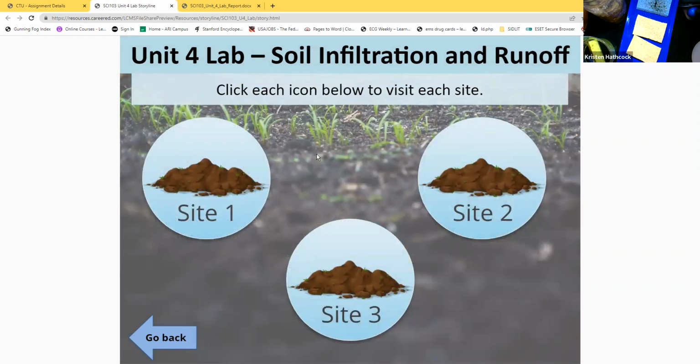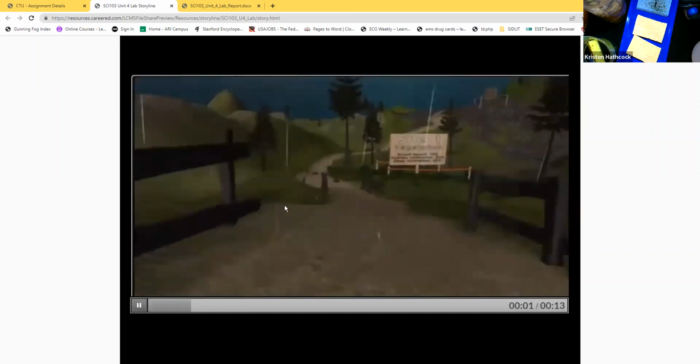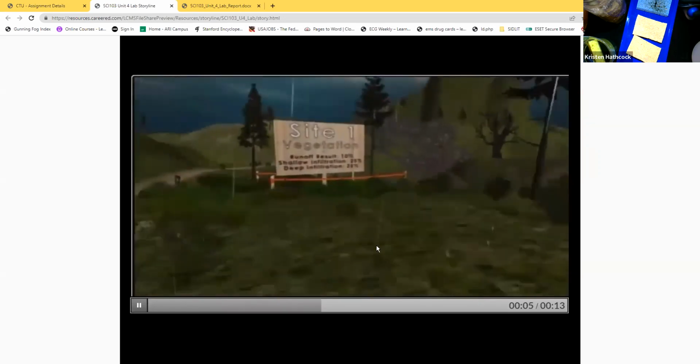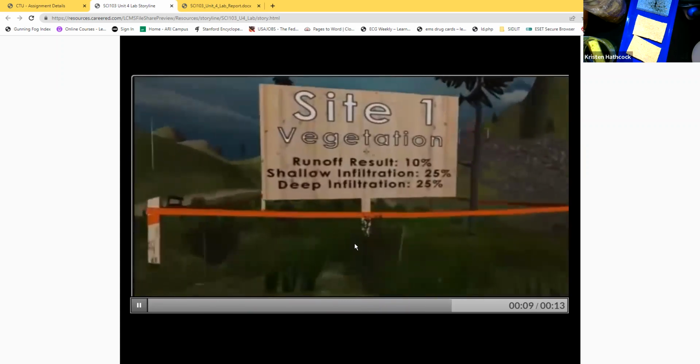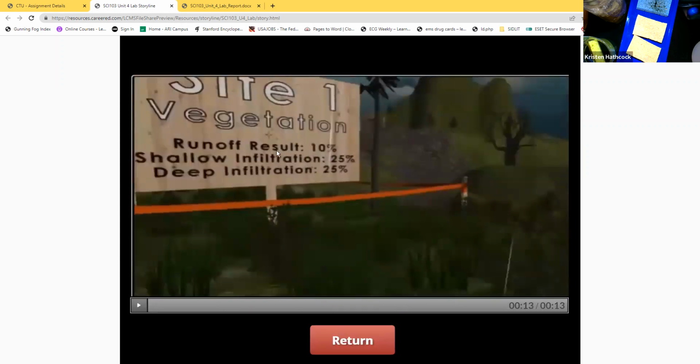While you're looking at these sites, it's very important that you actually write down information and anything that's descriptive. So this is a vegetation site. What you're looking at here is everything is covered with green. It's green. And what kind of hills does it have? Sloping, flat, etc. And these are the percentages that you're going to write down. Runoff is 10%, shallow and deep infiltration are both 25%.